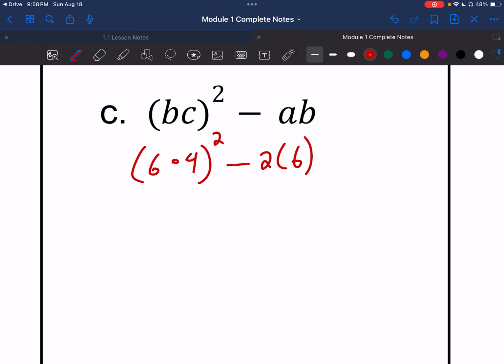Okay, so we need to start by evaluating what is inside of our parentheses. 6 times 4 is going to give me 24. That value is being squared. We have minus 2 times 6, we can do that multiplication right now. 2 times 6 is 12, and we still have that minus sign there. So 24 squared, you're going to probably need your calculator for that. We have 576 minus 12, and 576 minus 12 is 564.